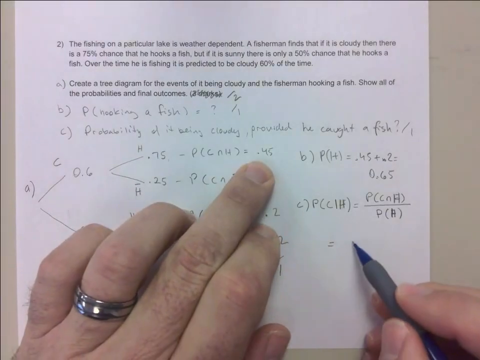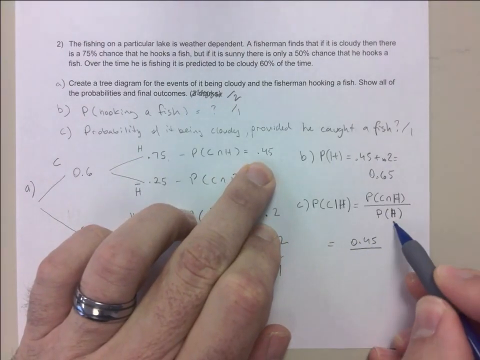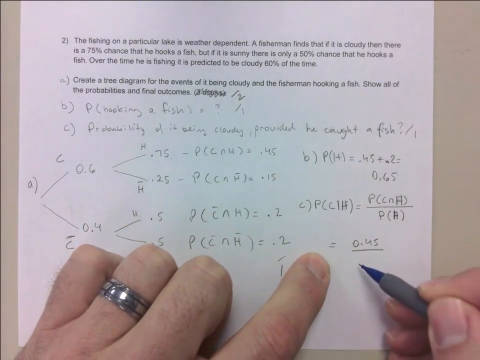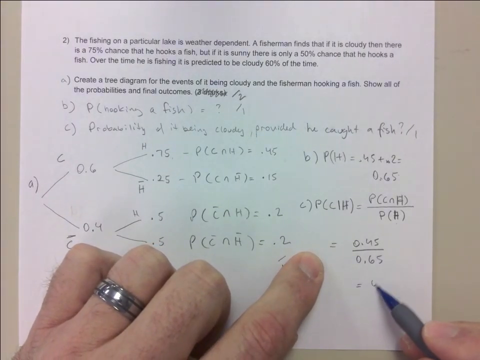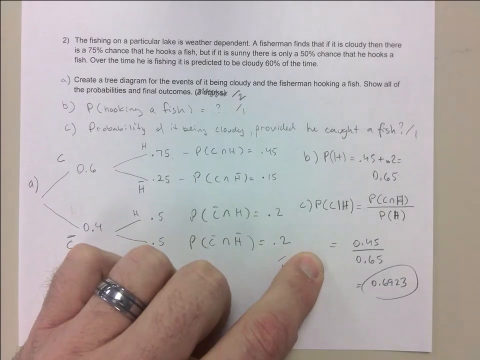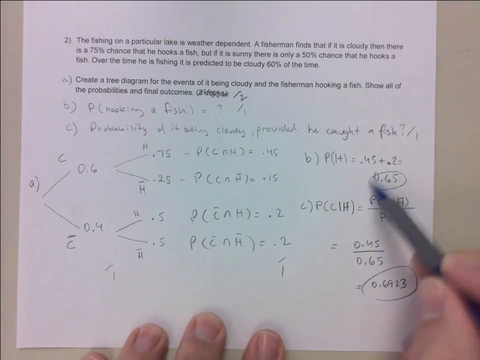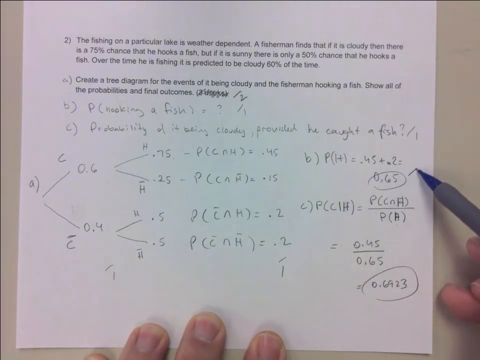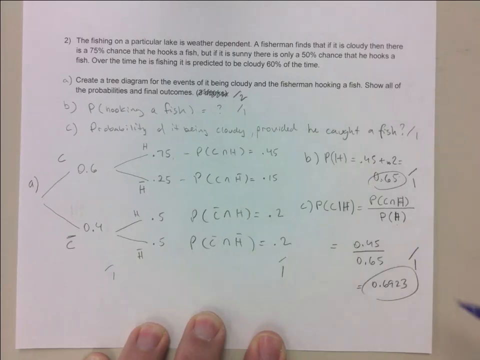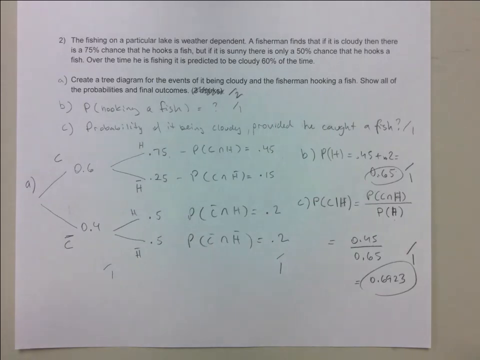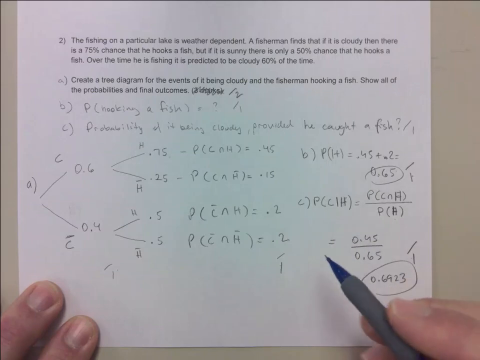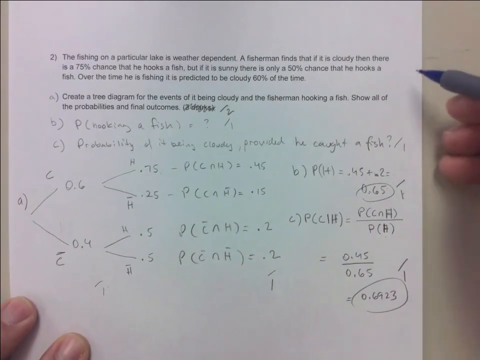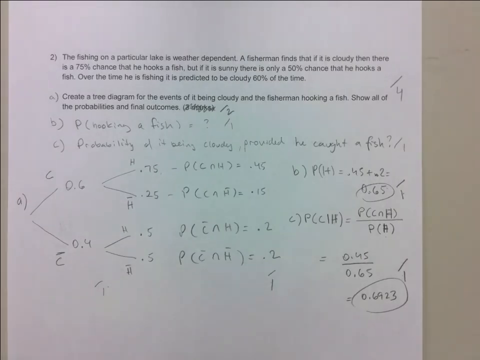Remember that. So this is 0.45 divided by hooking a fish. Coincidentally, I already have that, so you just divide those 2 and you get 0.6923 or 69.23%. I'll give you 1 mark for each: 1 mark for the 0.65, 1 mark if you got the 0.6923 figured out. So this question is worth 1, 2, 3, 4 marks. Just for question 2 is worth 4. And then we're going to go to 1 now.